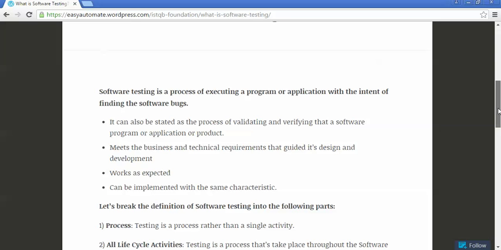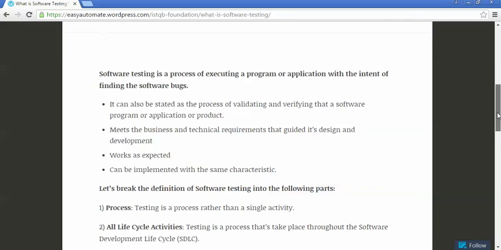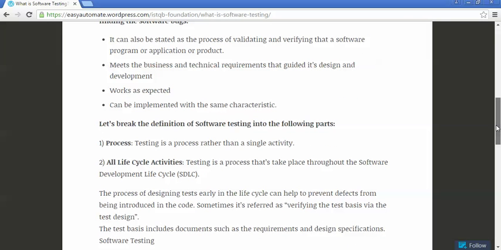Let's break this definition of software testing into different parts. First, they talk about the process. They say testing is a process rather than a single activity. So we have to remember that testing is not just a single process, it's a complete process. It's not a single activity but a complete process.